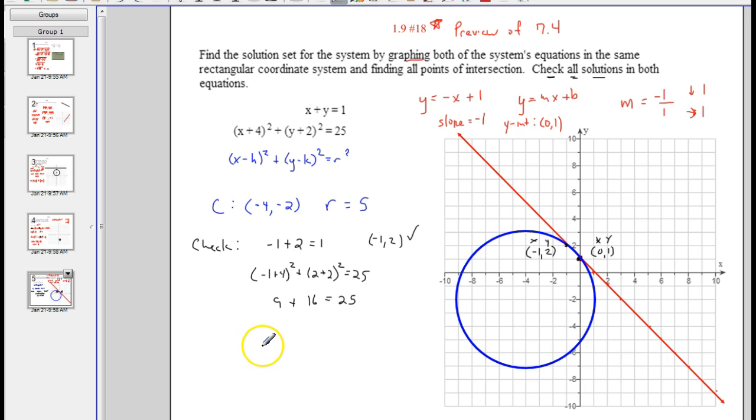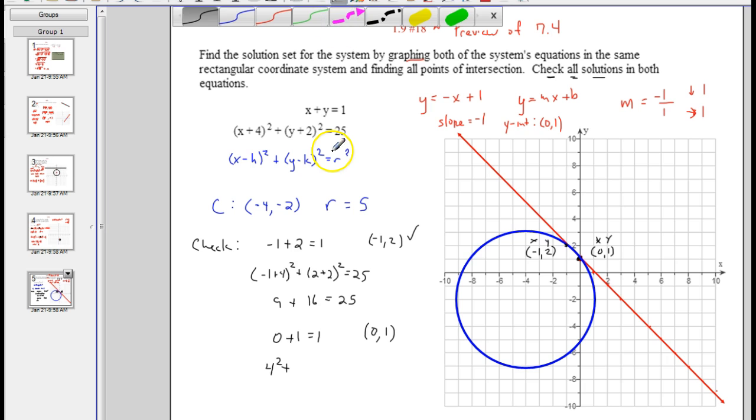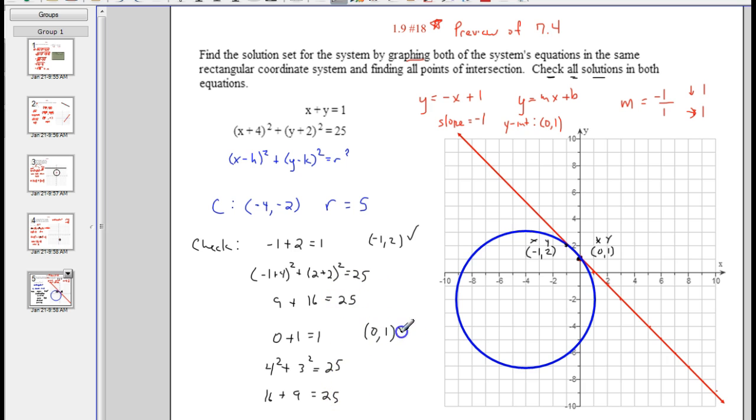And now we're going to check 0, 1. Obviously 0, 1 works here. 0 plus 1 is 1. So it does work in the top equation. And then if I plug in 0 plus 4 squared, I get 4 squared plus y is 1. 1 plus 2 is 3. 3 squared is 9. Sorry, I should have written 3 squared. Is that equal to 25? Yes, the same thing we saw before. This is 16 plus 9. It's just in a reverse order. So that works also. So 0, 1 works.